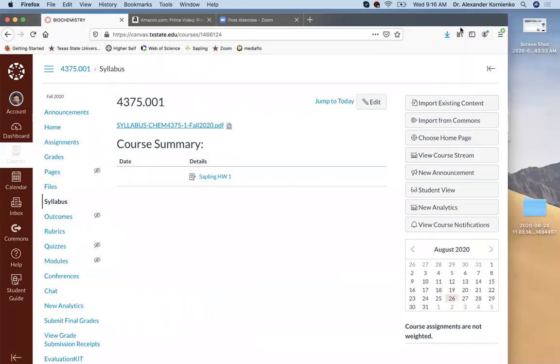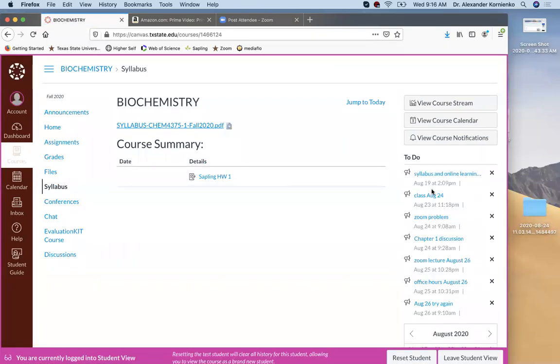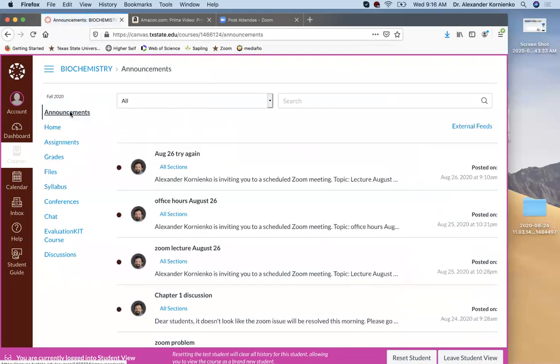Now, this is the Canvas that we're going to be using, right? So this is the first time for me to use Canvas, so I'm pretty green at this. But if you've used Canvas before, I can maybe rely on your help. Now there's this opportunity for me to see what you see, student view. So here are the announcements. You should be able to see those.